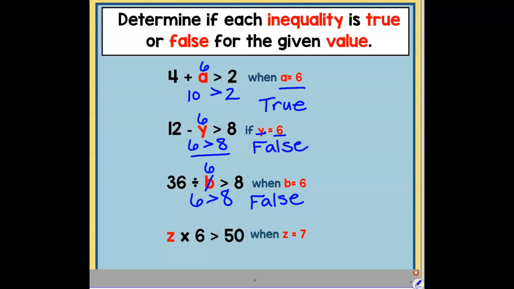Okay, and our last one on this page: z times 6 is greater than 50 when z is equal to 7. Is this a true or false inequality? Well, I have to plug in my variable. My variable is 7, so is 7 times 6, that's going to be 42. Is 42 greater than 50? No, it's not. So this would be another example of a false.